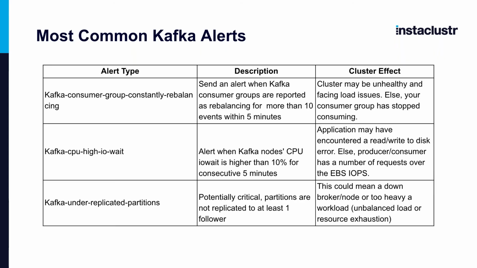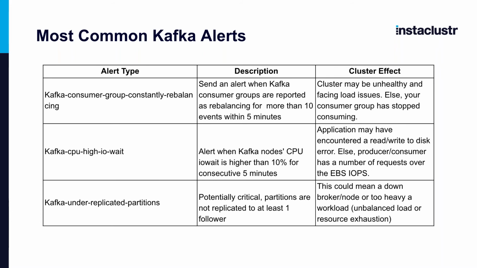So if you are running Kafka, there are alerts that pop up quite often. Say there's an issue, you'll probably get an alert, and then from there you'll have to try to figure out what's going on, what the effect is, and how you could fix it. Some of the most common ones are things such as Kafka consumer group constantly rebalancing. This happens when more than 10 events happen in 5 minutes for consumer group rebalancing, and this might lead to an unhealthy cluster, might be too much load, or there is a consumer group that has stopped.